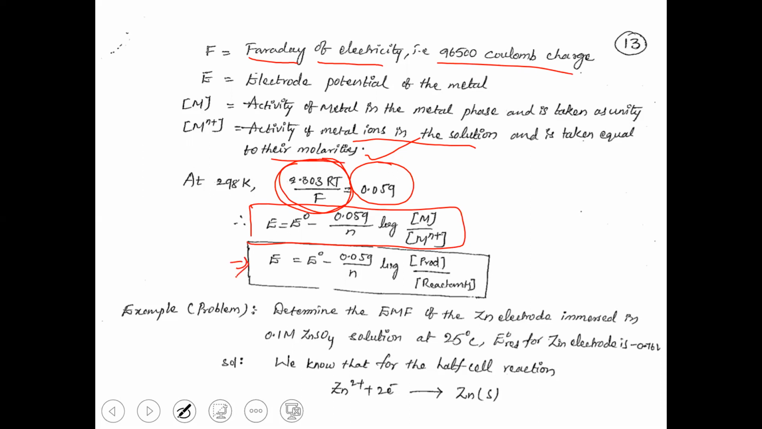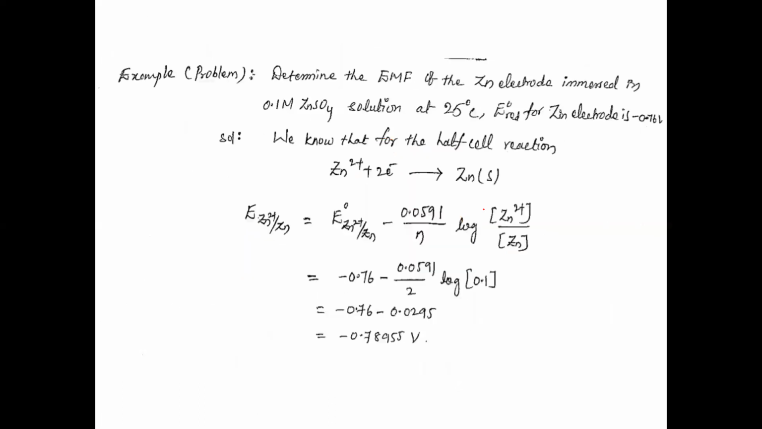Then we can write the equation also as E is equal to E naught minus 0.059 by N log concentration of products by concentration of the reactants. So this is the Nernst equation after substituting all the values of R, T, F. Then we can get a simplified equation. Here is the simplification of the equation: E is equal to E naught minus 0.059 by N log concentration of products by concentration of reactants. So this is about the Nernst equation, the important one.